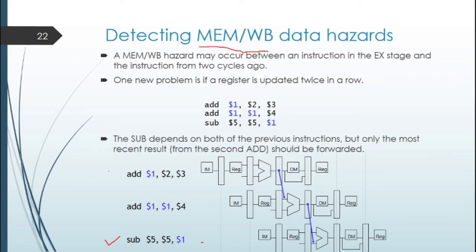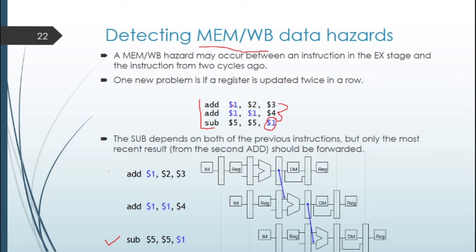Why? Let's see another new example like this one. Now there are actually two dependencies. The third instruction depends on both instruction number 2 and instruction number 1. Now what happens? Both cases are there. The EX/MEM hazard is also there, and the MEM/WB hazard is also there.